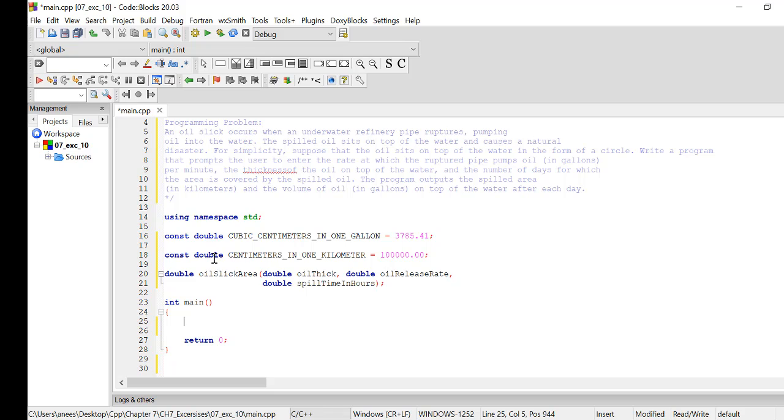Now my idea for pretty much the entire layout of this program is that I am basically going to have this function right here, which will be paired up with a loop inside of the main function to create a loop that determines the area of the oil slick and the volume of the oil.